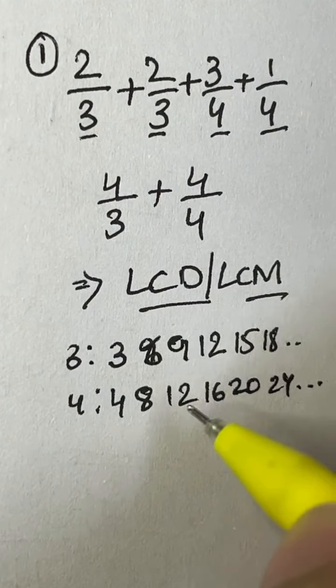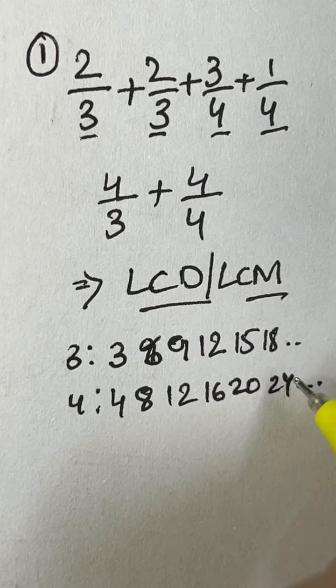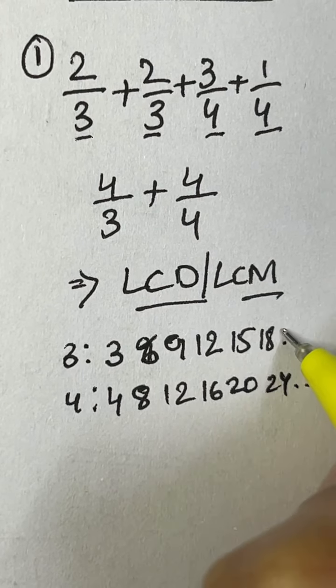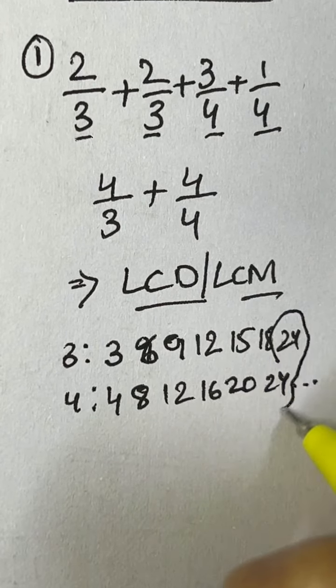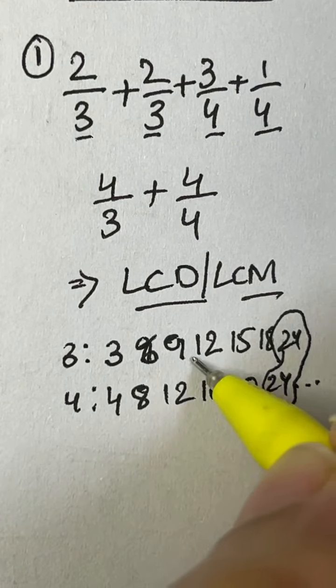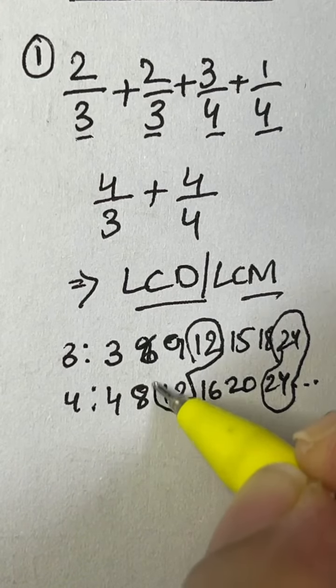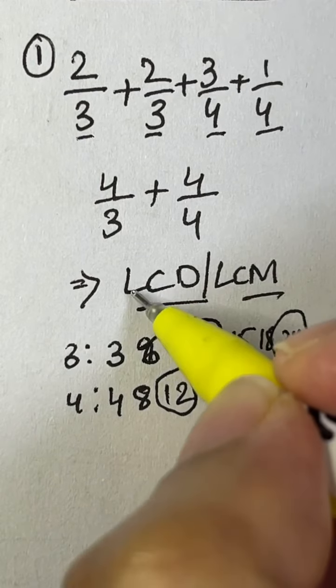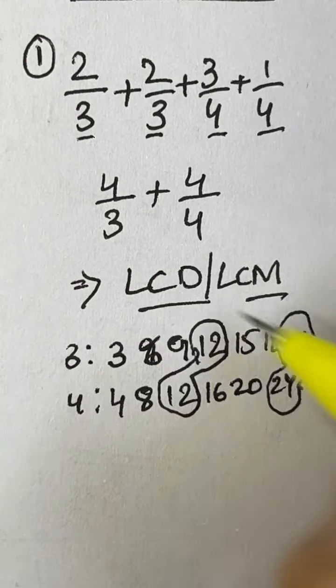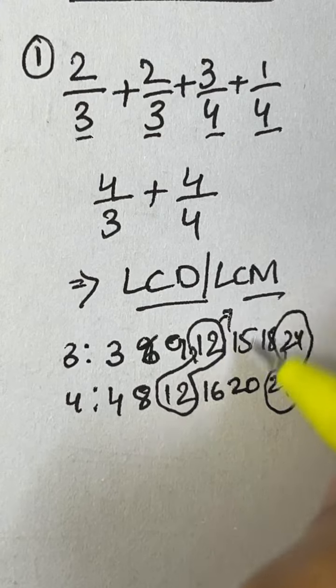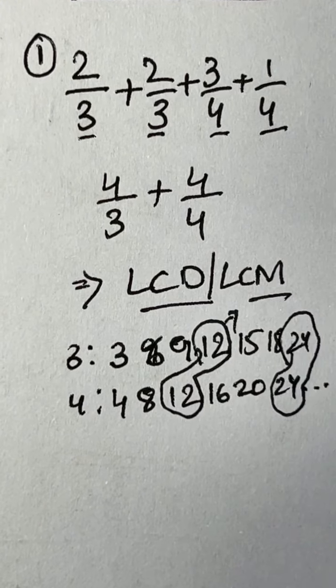So here, let's check what the common denominators are. You have 24, you have 24 here also. You have one common denominator, and you have another common denominator, that's 12. So which one is the least? Least means the smallest one. So it's 12. 12 is the least common denominator.